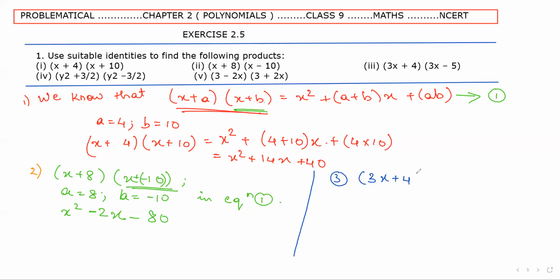Third. (3x plus 4), 3x minus 5. Now, here I'm writing the identity again, but because x is already used over here, let's write the identity something like capital X minus a into capital X plus a plus b is equals to capital X whole square plus a plus b into capital X. Because small x is already used in the question. Now, in the previous part, it wasn't an issue because this was x and your first term of your formula was also x. But here your first term is 3x and the formula is x. So there might be a confusion as such.